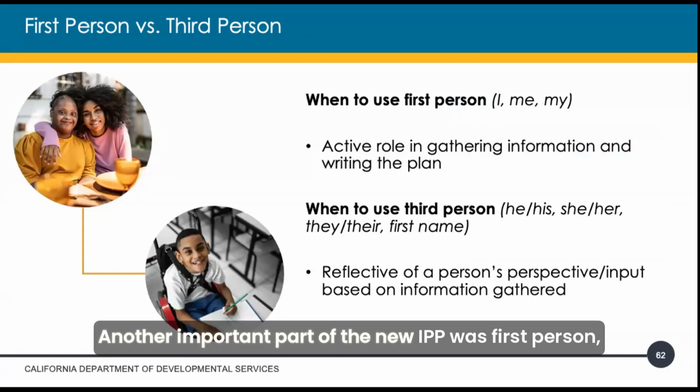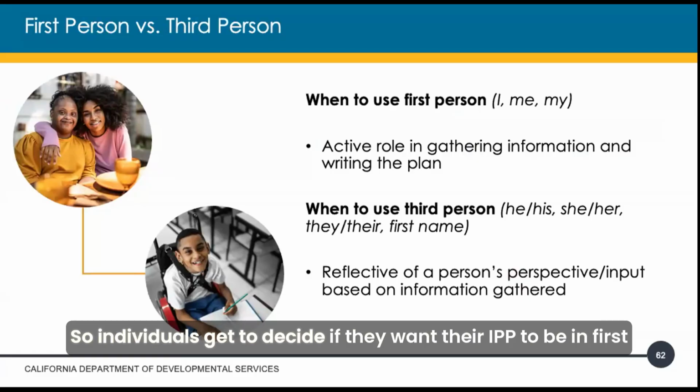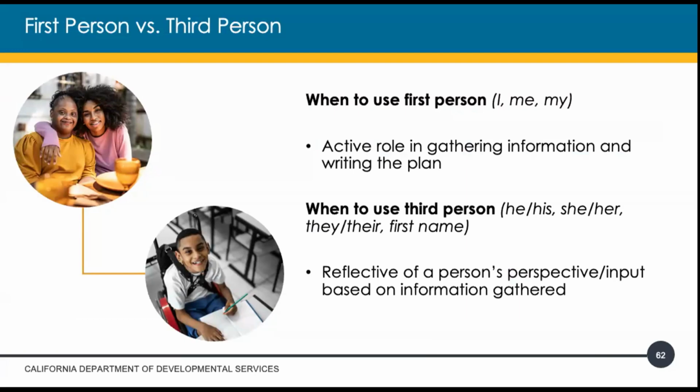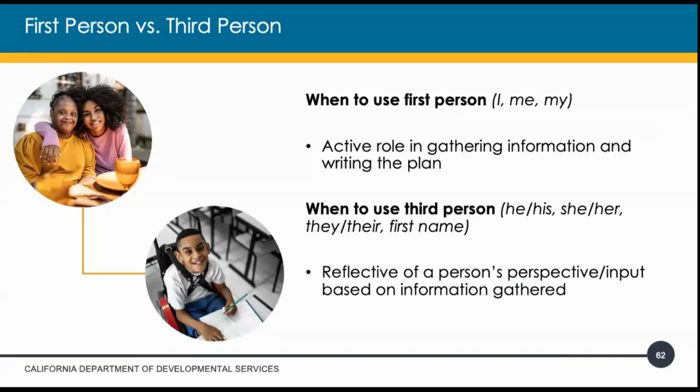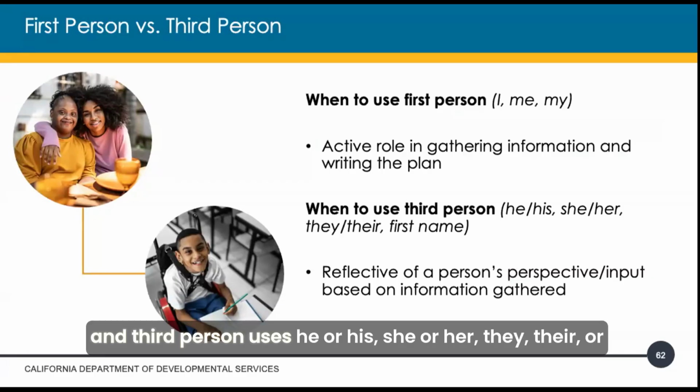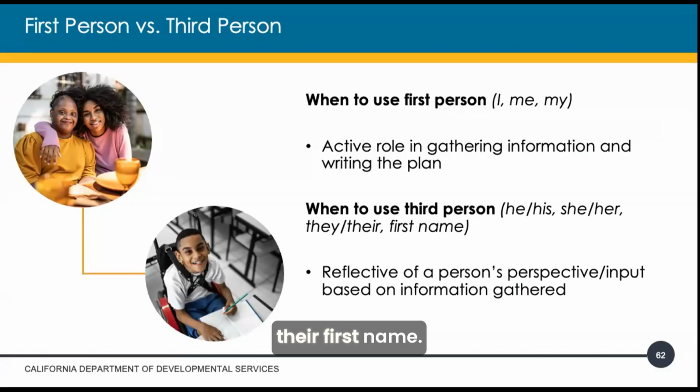Another important part of the new IPP was first person, whether the IPP is written in first person or third person. So individuals get to decide if they want their IPP to be in first or third person. First person is using language like I, me, my, and third person uses he or his, she or her, they, their, or their first name.